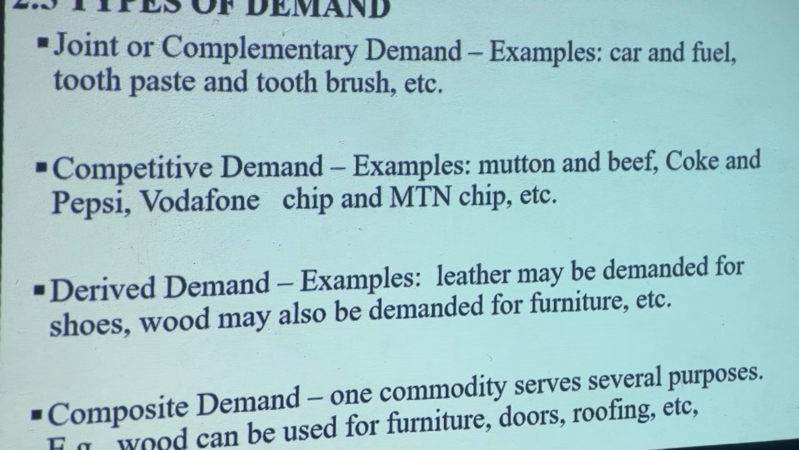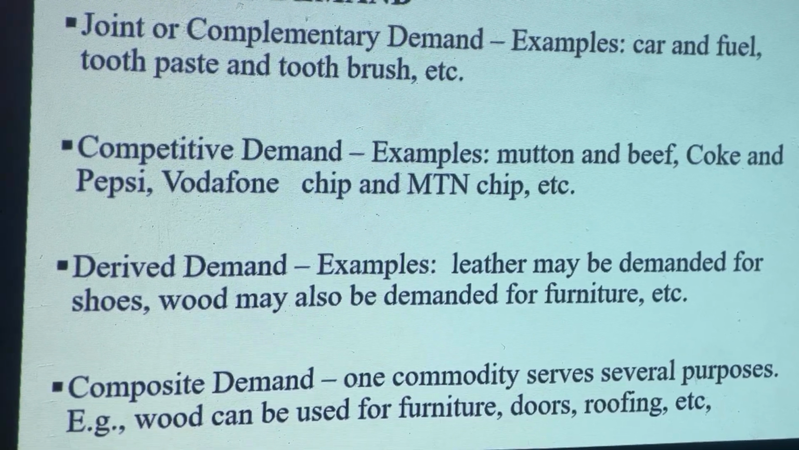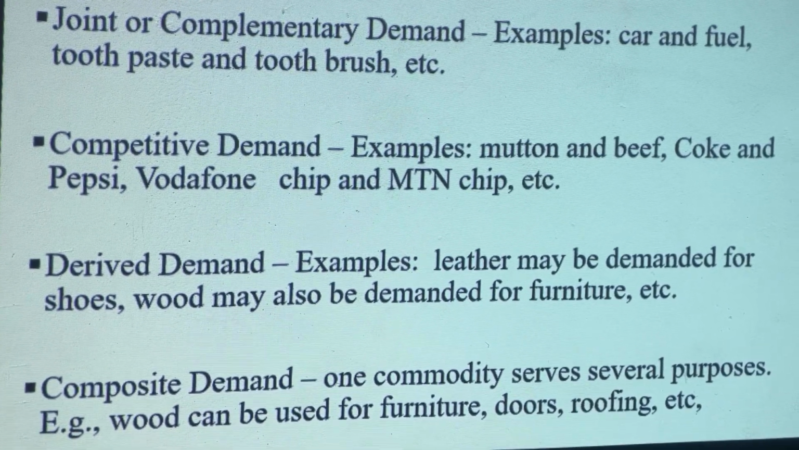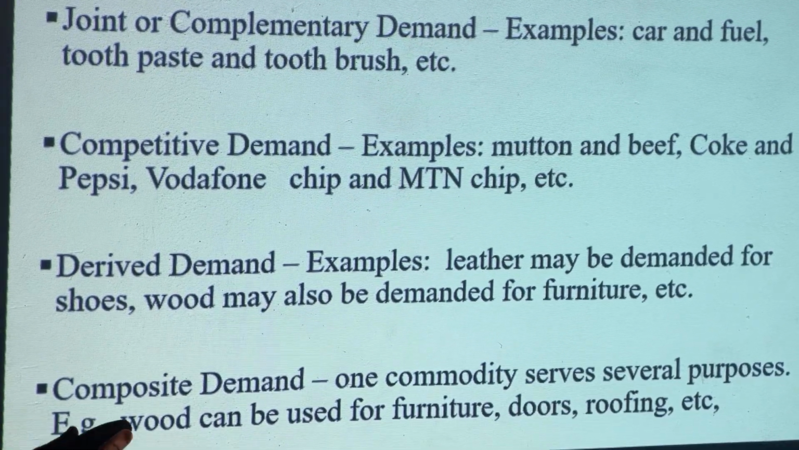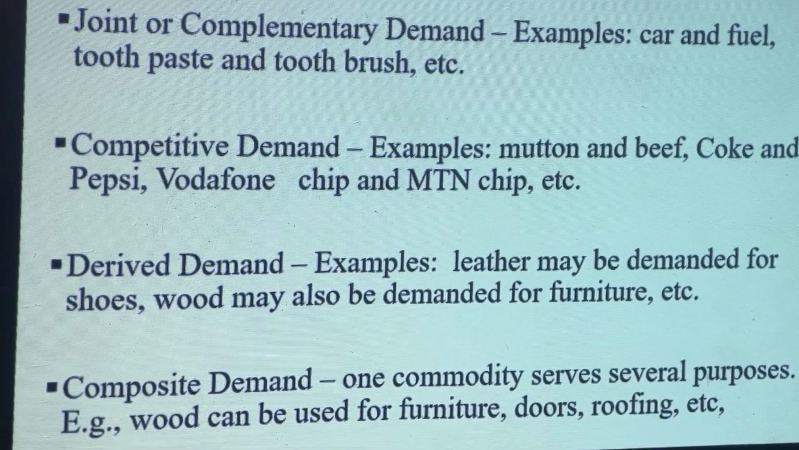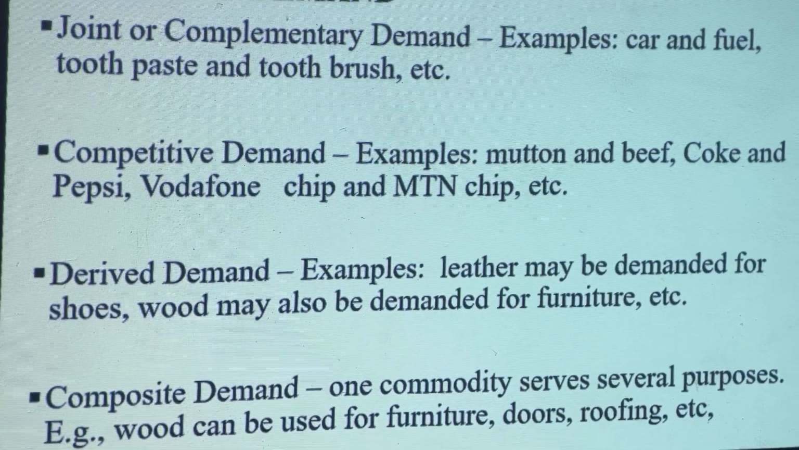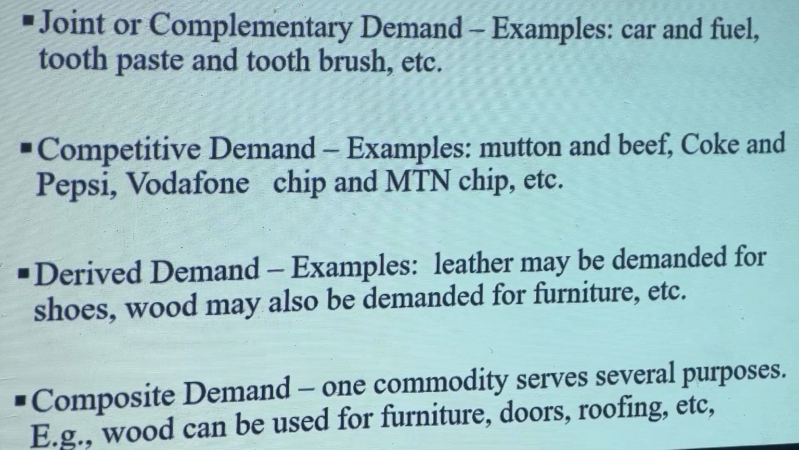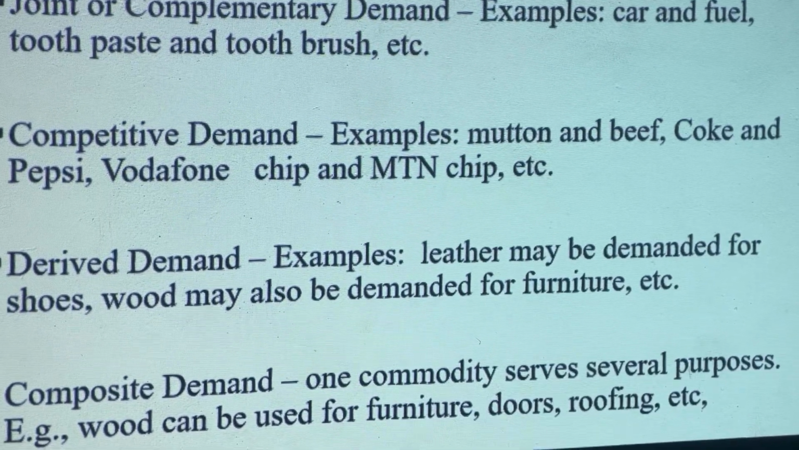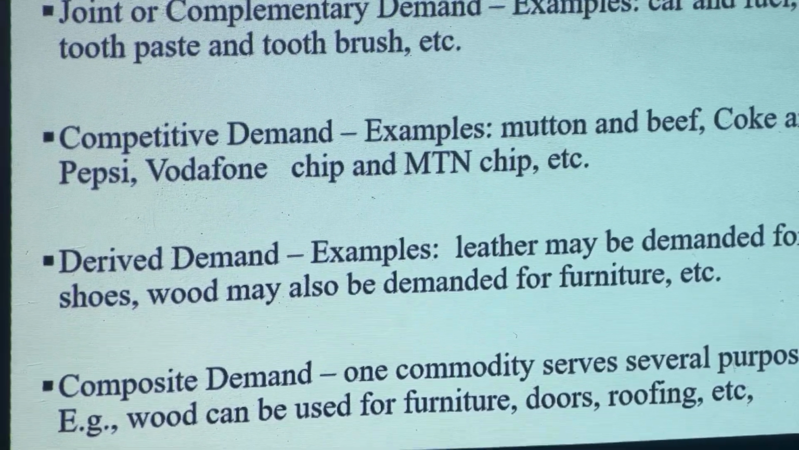And then we have composite. Like, as you all know in mathematics, when you say a composite number, it has several what? Factors. A number that has several factors. So composite demand means that the commodity is demanded for several purposes. For instance, wood may be demanded to be used as furniture, doors, roofing, and so on and so forth.